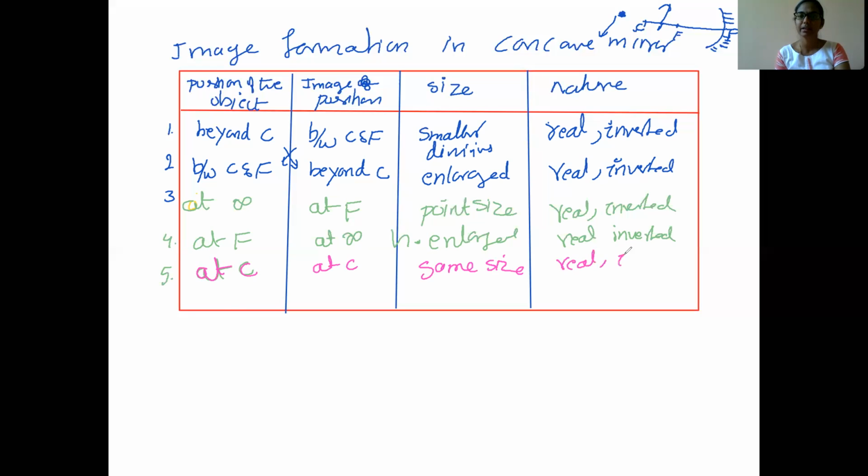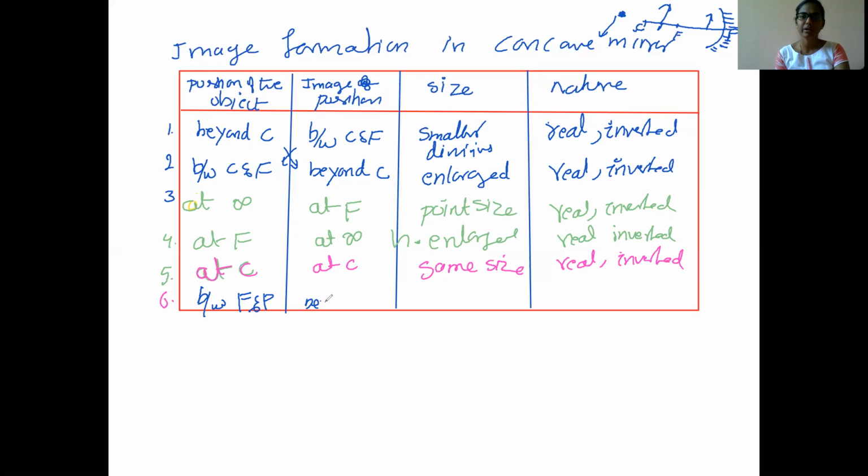It is real and inverted. And the last condition: when you place the object between the focus and the pole, that means very, very near to the mirror, the image will form behind the mirror, at the opposite end of the mirror.